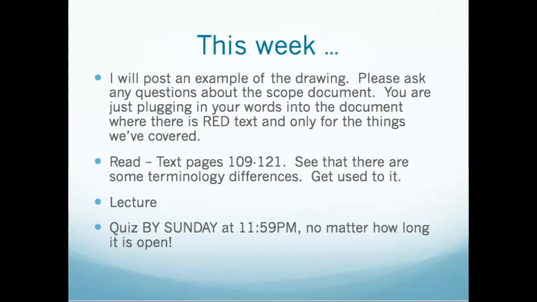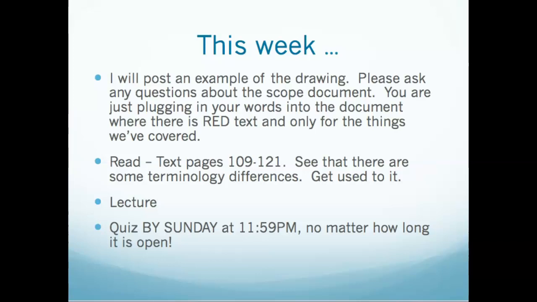So this week I'll post an example of a drawing, not the same drawing of our warehouse, but a different one, to show you kind of what I mean. And then plugging in the words in the document where there's red text. I made the places where you'll need to put your own words in red. It's a very long scope document with very few red sections. You're really just going to add a little bit. A lot of it is called boilerplate stuff that's normally in a scope document that just goes in there. So I'll post an example of that this week, so don't panic.